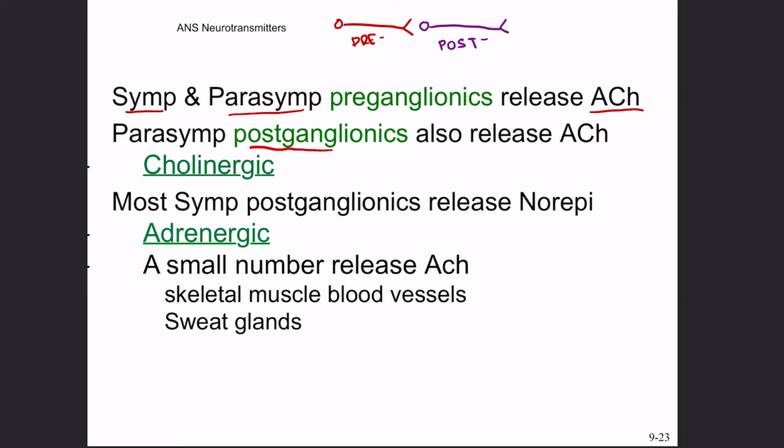The postganglionic neurons of the parasympathetic division are going to release acetylcholine, and these are called cholinergic receptors. And sympathetic postganglionic neurons are going to release norepinephrine, and these are called adrenergic. A small amount of them will release acetylcholine, for example, the ones in skeletal muscle, blood vessels, or sweat glands.